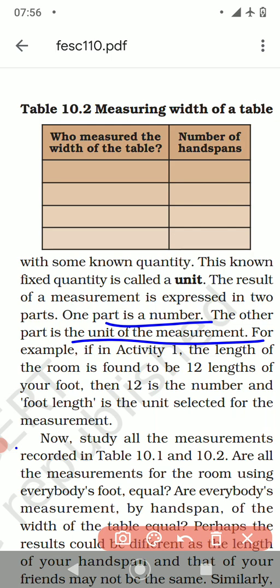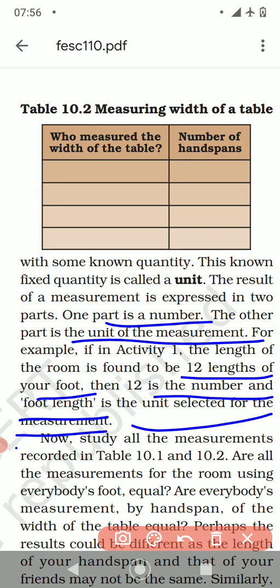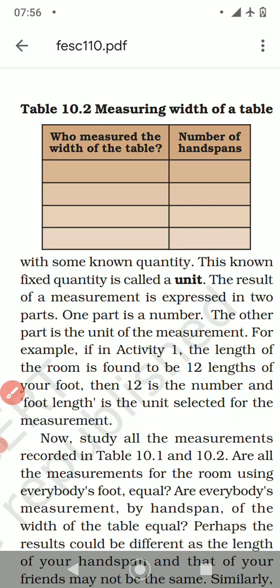For example, if in activity number 1 the length of the room is found to be 12 lengths of your foot, then 12 is the number of foot lengths and the unit selected for the measurement is the foot length. Okay, 12 is the number and foot length is the unit of measurement.